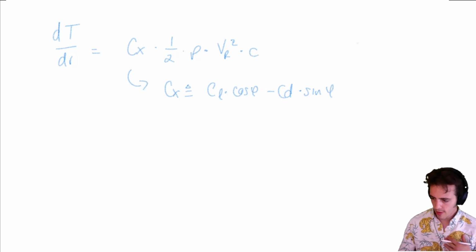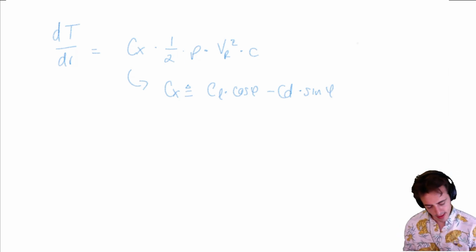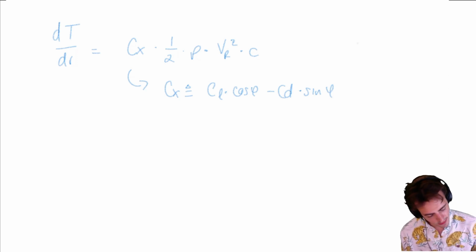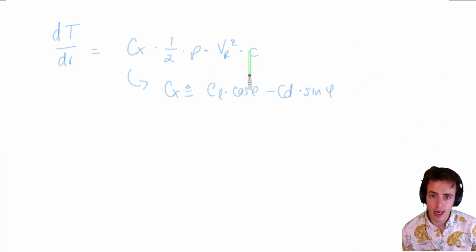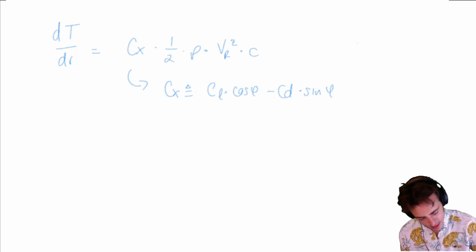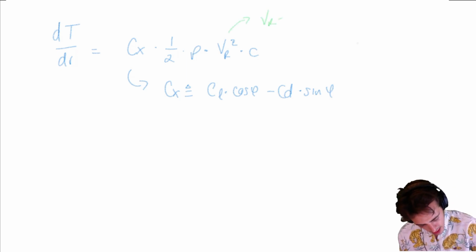The first thing we'd like to manipulate is the VR, because as we look at this expression, we can see that VR is going to change wherever we are on the propeller. So if we just remember how we defined VR, VR is equal to the square root of Vn squared plus Vt squared.